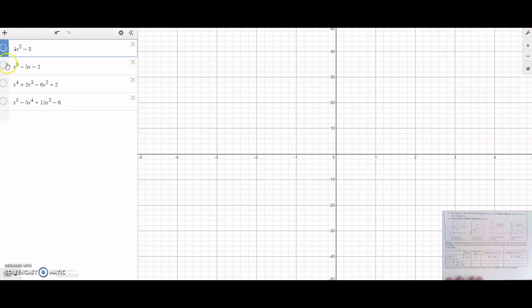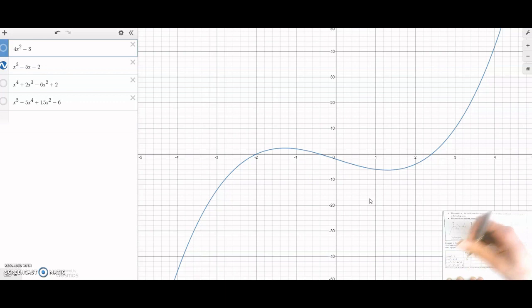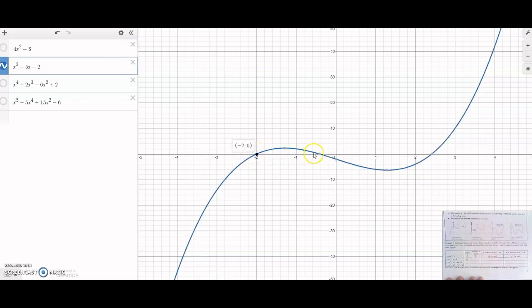Let's take a look at the next one. So here we've got x cubed minus 5x minus 2. The degree of this polynomial is 3. We can count the zeros, the x-intercepts. We have 1, 2, and 3. As we move in the positive direction, our function increases. So as x approaches infinity, y also approaches infinity. As we move in the negative direction, our function decreases. So as x approaches negative infinity, y approaches negative infinity as well.